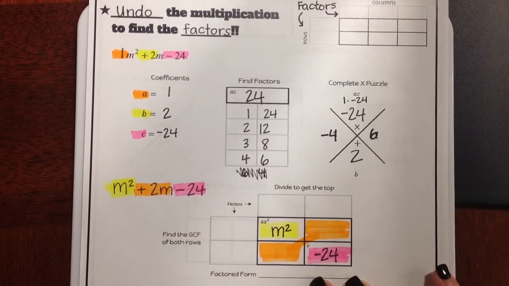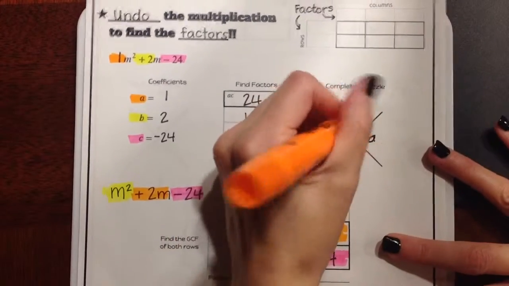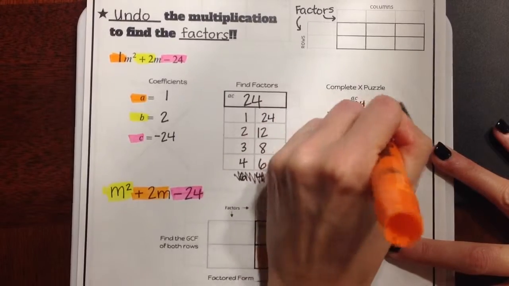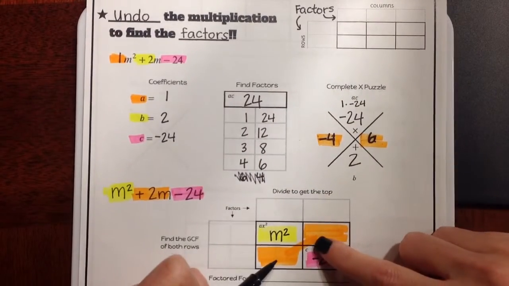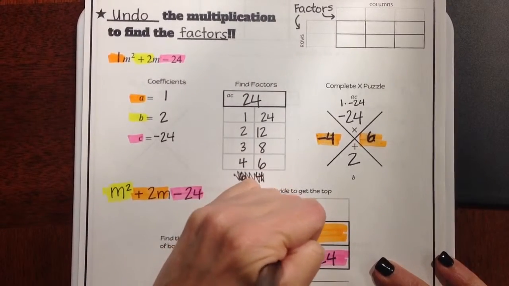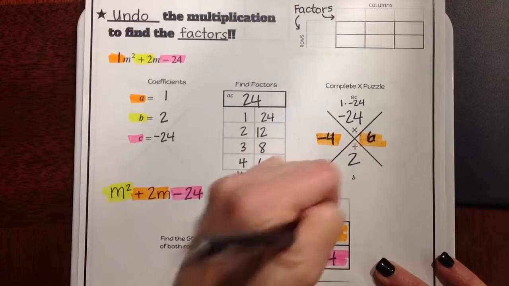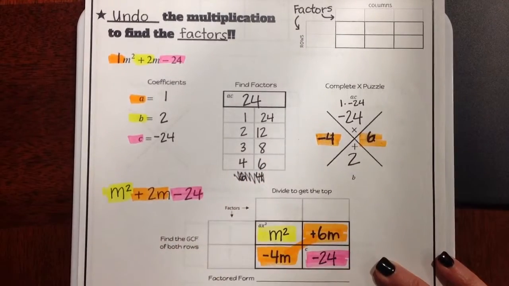Now, here is why we completed that X puzzle. Because these factors, 4 and negative 4 and 6, are what's going to fill in our like term boxes. So in this bottom box, I'm going to have negative 4m. And in this top right box, I'm going to have a positive 6m, because when I combine these like terms, I have to be able to create the positive 2m that I had in my trinomial.